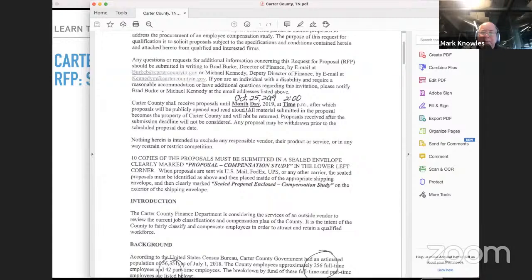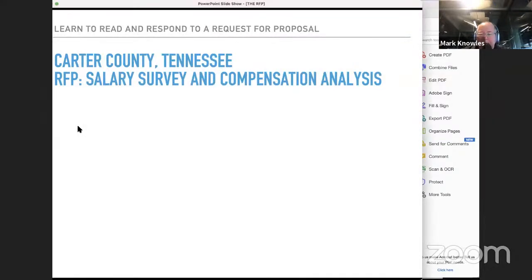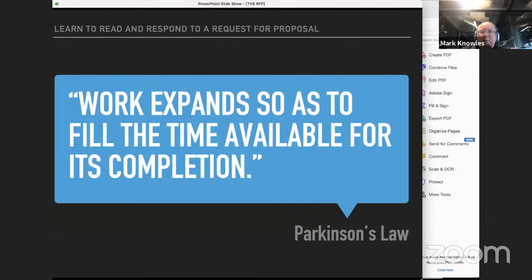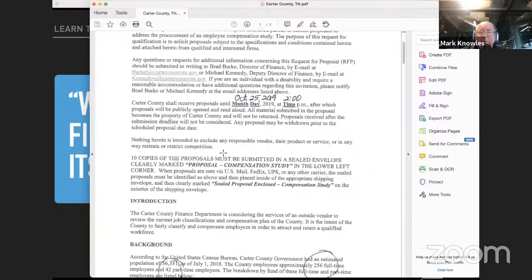I want to make sure I give myself enough time to actually go out and take a look at an individual project, because work expands so as to fill the time available for its completion. This is Parkinson's law. It is the truth. If I recognize that I've got 2 weeks to do something, it literally is going to take me 2 weeks to get it back. If they give me 4 weeks, it's going to take me 4 weeks.